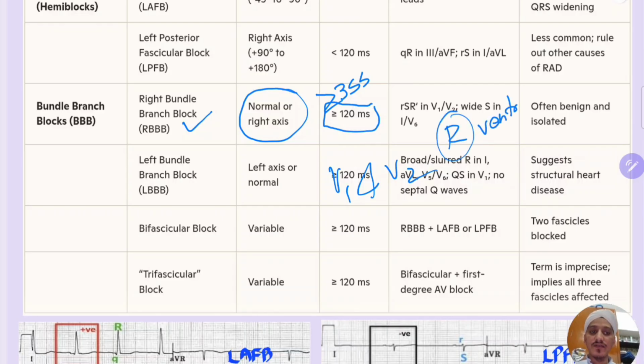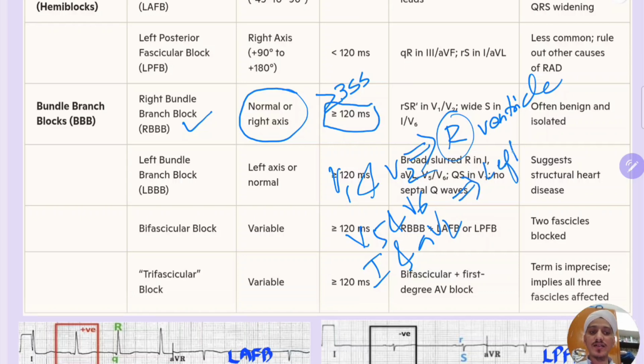Okay, V1 and V2 are seeing the right ventricle, and V5 and V6 along with 1 and AVL are seeing the left ventricle. So any complete bundle branch block pattern, RBBB or LBBB, will have changes in V1 and V2 along with V5, V6, 1 and AVL. That you should remember.